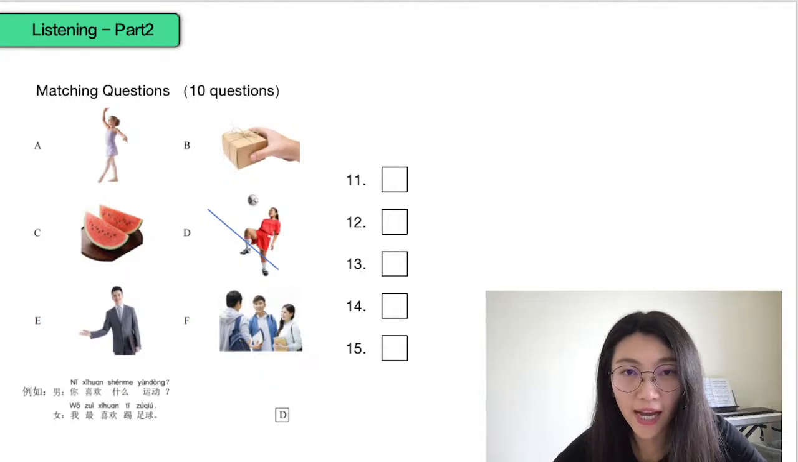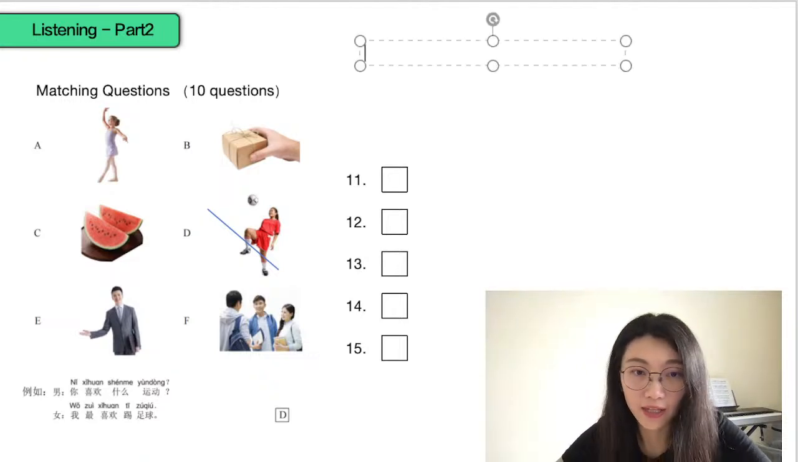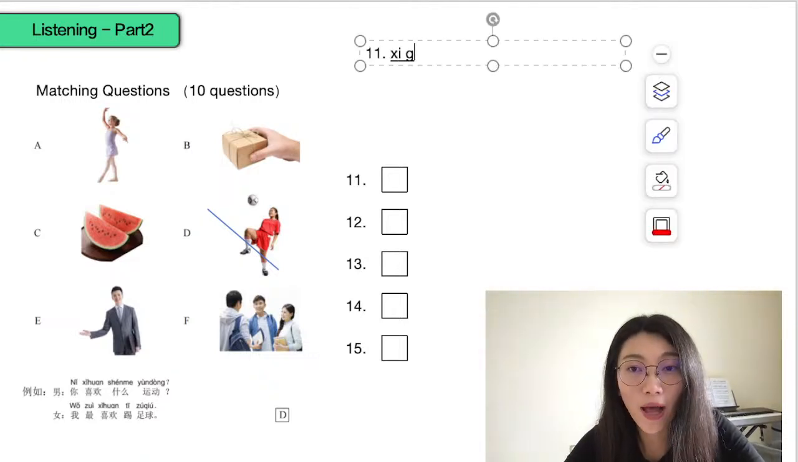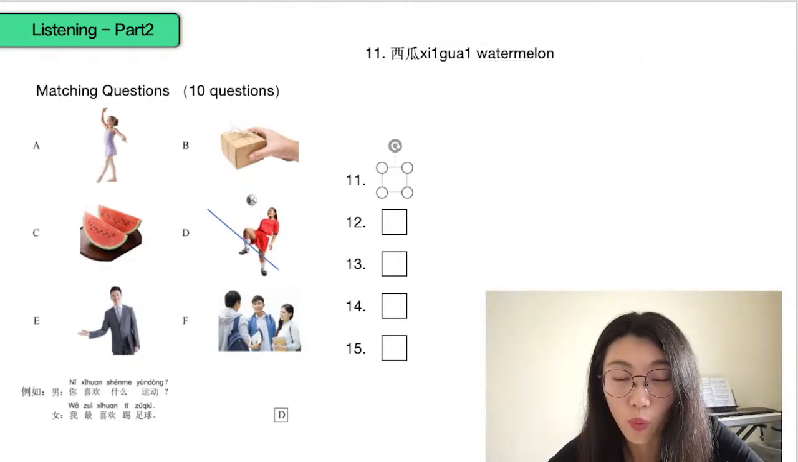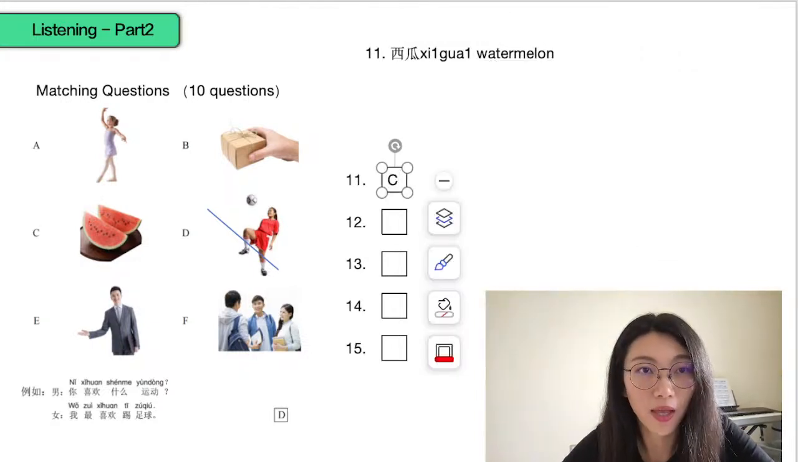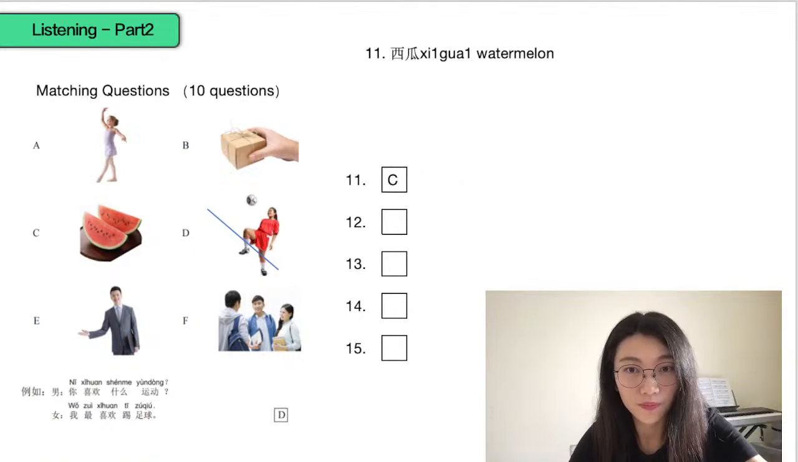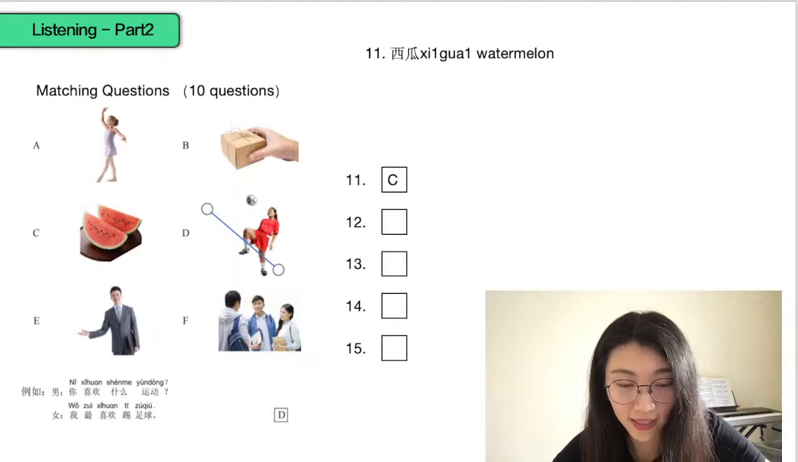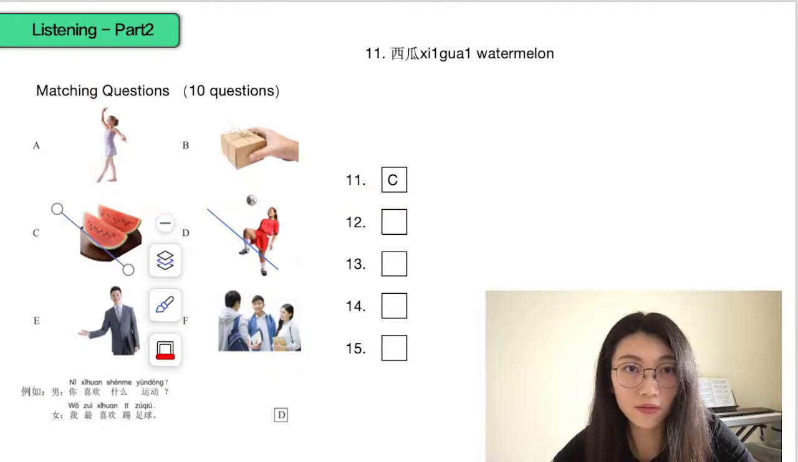好, 11, it's a short conversation. 你去洗洗手, 来吃. Okay, 11, we heard about 西瓜. What's the meaning of 西瓜? Watermelon. So 11, we choose C. 好, continue. Let's remove C. If you choose C, remove it.